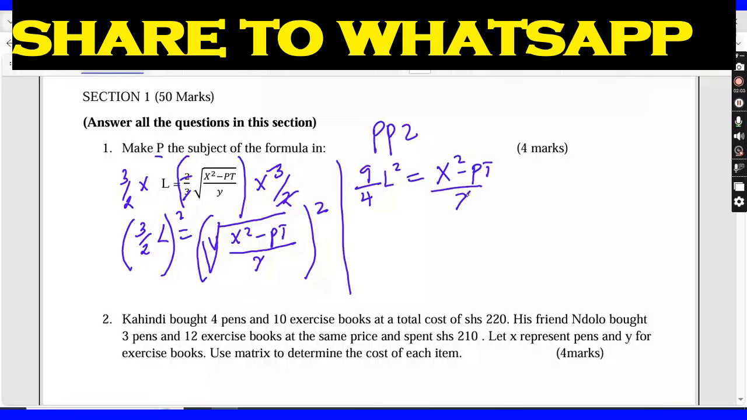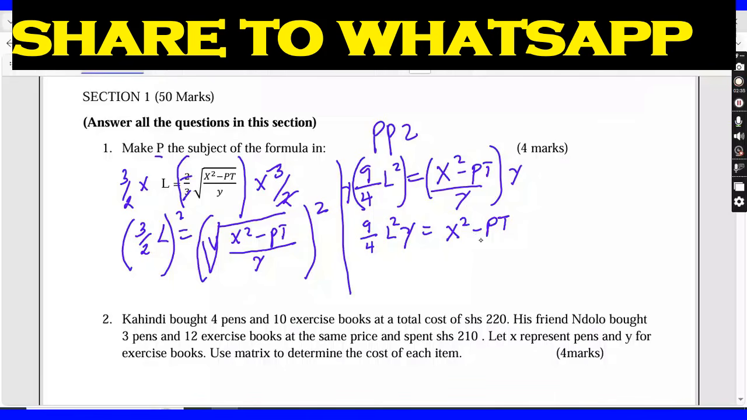Now the next thing, let's remove this denominator here. Multiply both sides by y. Now we will have 9 over 4 L squared y is equal to x squared minus pt. Very good. Now from there, remember we are supposed to make P the subject of the formula.